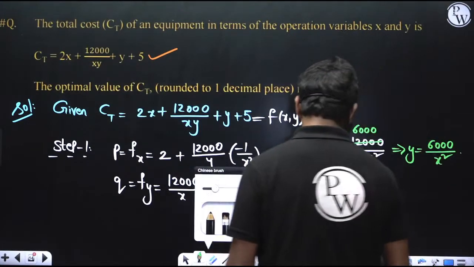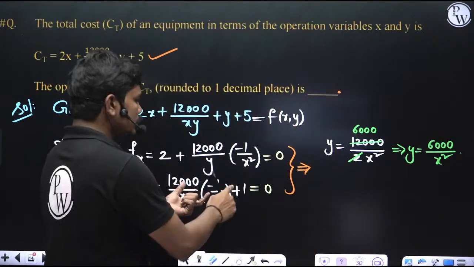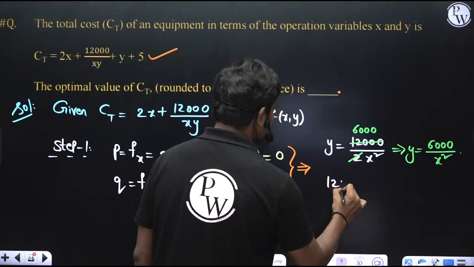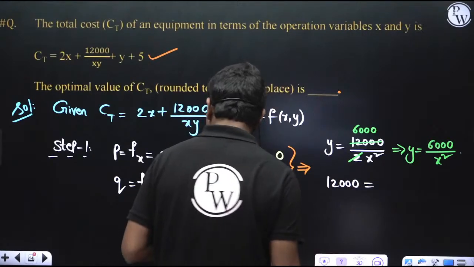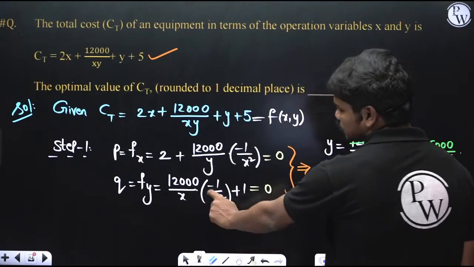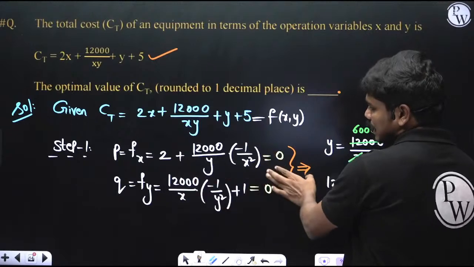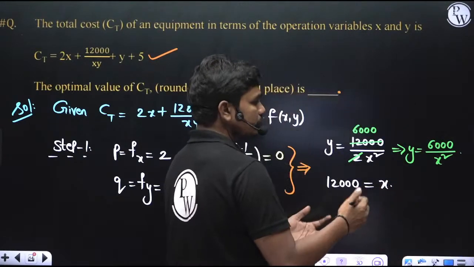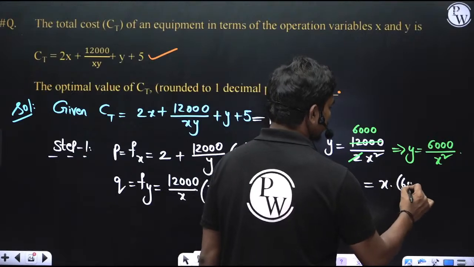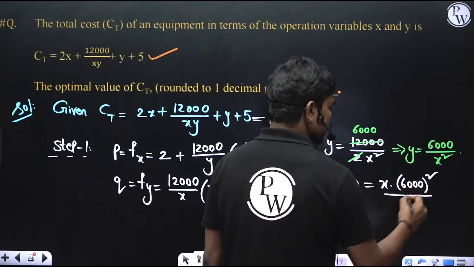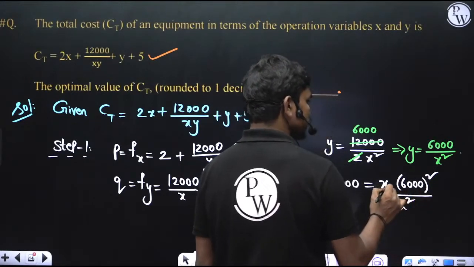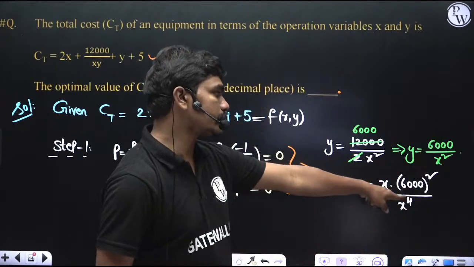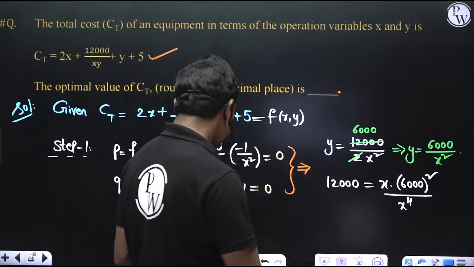So we get, if you send this minus 1 to the other side, minus 12,000 is equal to x times y square, because this xy square is purely in the denominator. If you bring this term to the right hand side, then xy square is equal to 12,000. So x into, what is the expression for y square? 6,000 whole square by x square is actually x power 4. Okay, so you have 6,000 whole square divided by x power 4. So we can solve this equation.